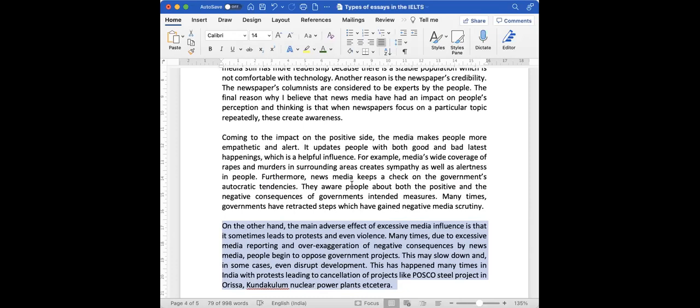मैंने ये ज्यादा लिखे हैं. ठीक है? Coming to the impact on the positive side, the media makes people more empathetic and alert. तो लोगों को एम्पैथेटिक करती है और अलर्ट करती है. एम्पैथेटिक जो किसी के साथ सहानुभूति, सिंपैथी. और सिंपैथी और एम्पैथी में थोड़ा सा फर्क है.